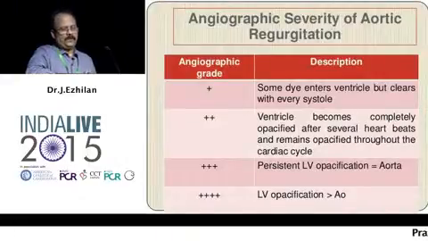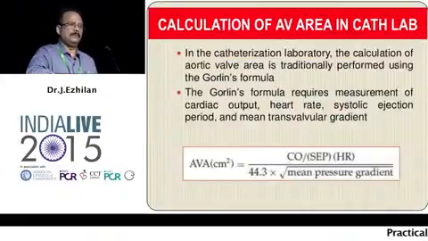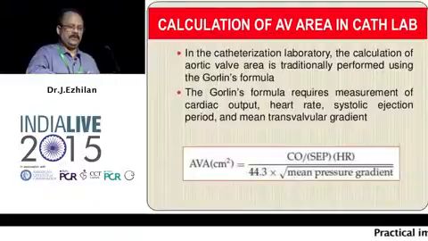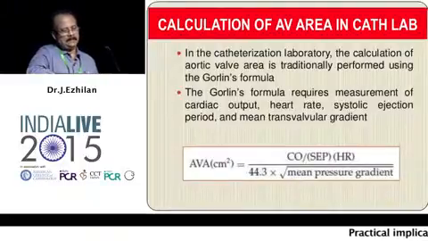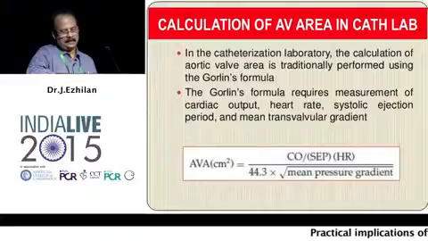Next, after the gradient, why should you calculate the aortic valve area? Based on the gradient and the aortic valve area, you can decide what you are going to plan. In the cath lab, the calculation of aortic valve area is traditionally performed using Gorlin's formula, for which you need cardiac output, heart rate, systolic ejection period, and the mean transvalvular gradient.